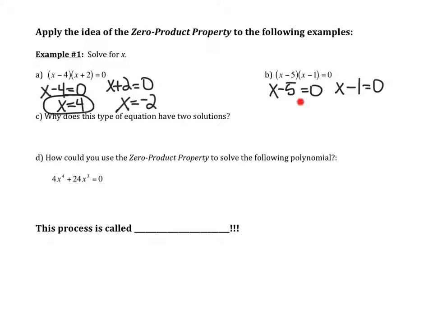So all I would do is add 5. So I get x = 5. And in the second one, I would just add 1. So I get x = 1.